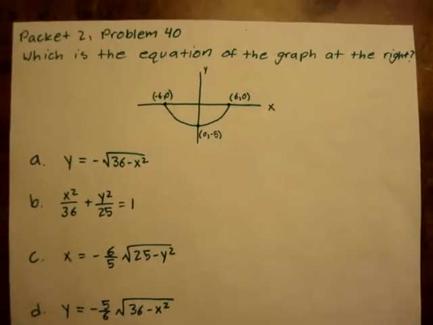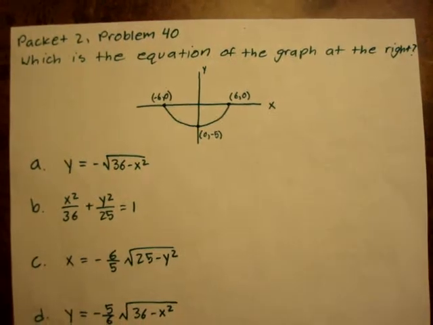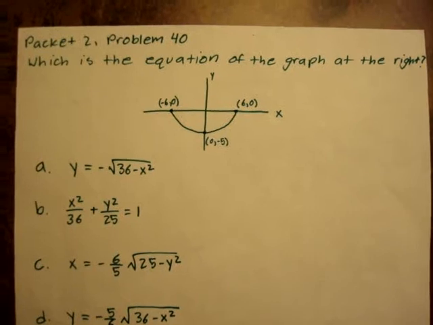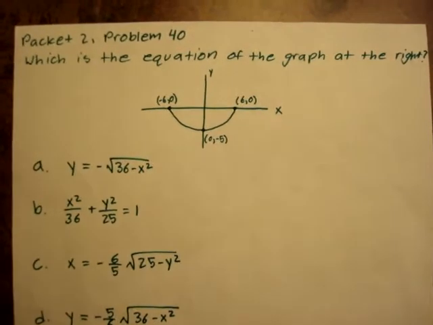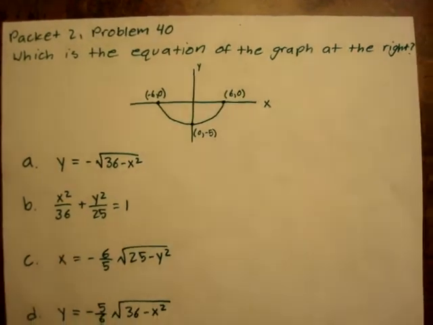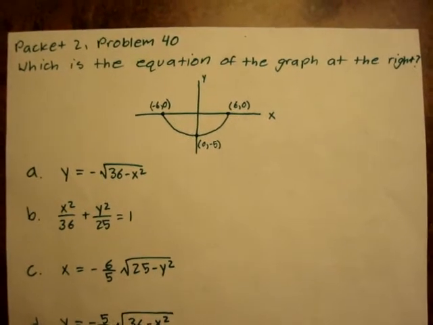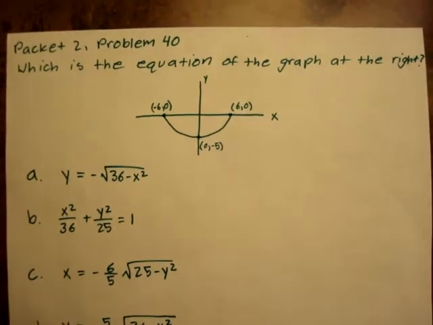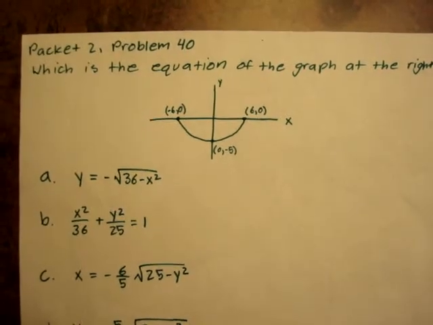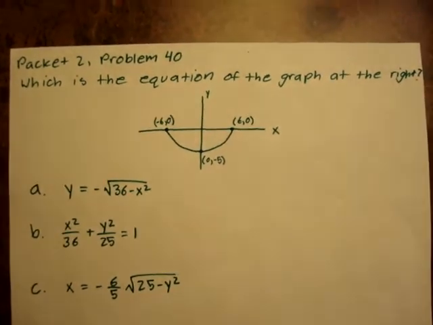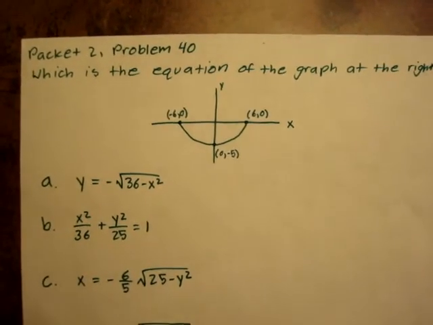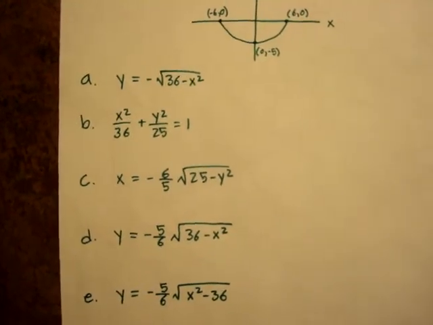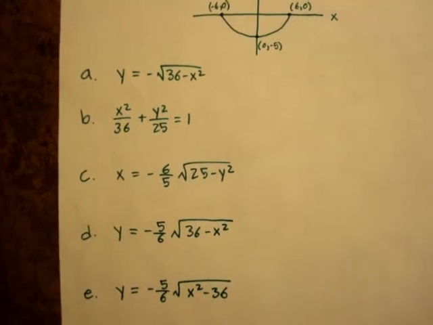Hey guys, this is the Pencast for 11.4 partial conics. We're going to be doing packet 2, problem 40, which is multiple choice, and we are given: which is the equation of the graph at the right. And we are given this graph of a partial conic and these 4 or 5 different options here.